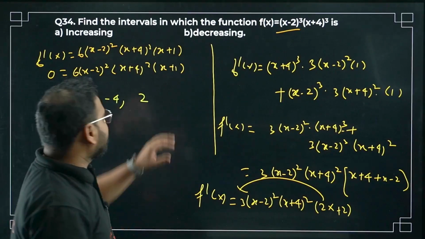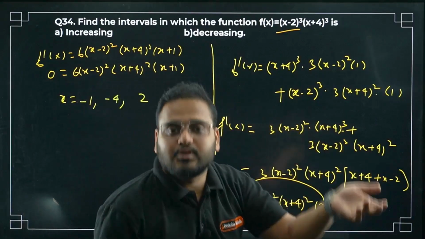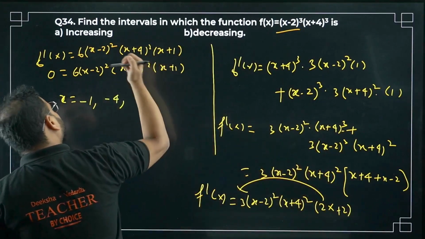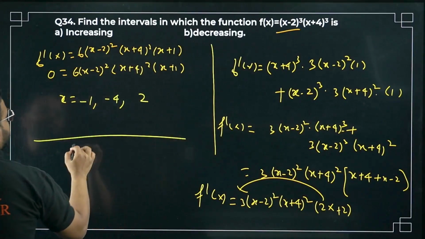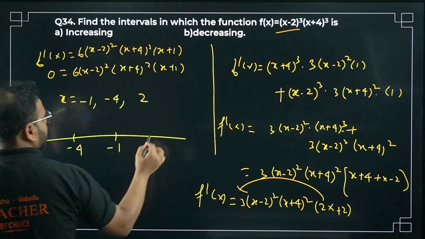How come, sir? When will these factors become 0? So the values are minus 1 over here, minus 4 over here and plus 2 over there. Plot them on the number line: we have here minus 4, minus 1 and 2.